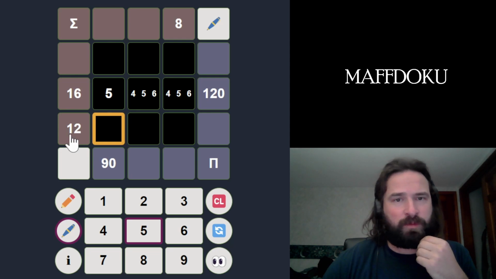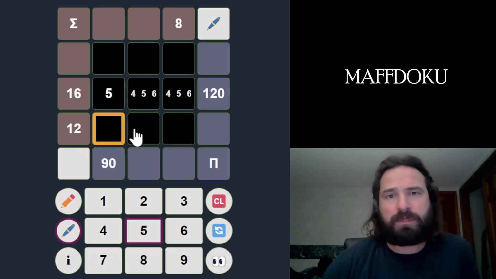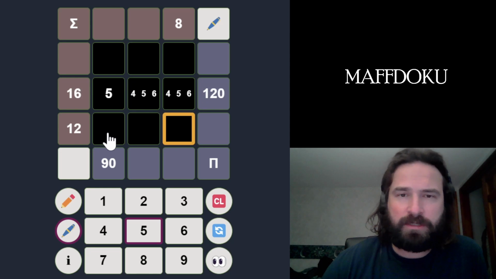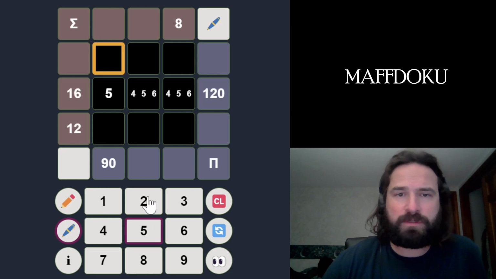It seems like it would be hard for this to be a 9 because these three have to add up to 12. And if this is a 9, these would have to be 1 and 2. So that's pretty forcing. It's also kind of hard for this to be a 2 because these have to add up to 10. Nah, that's not nearly as hard, is it? All right, well, either way, these are 2 and 9.